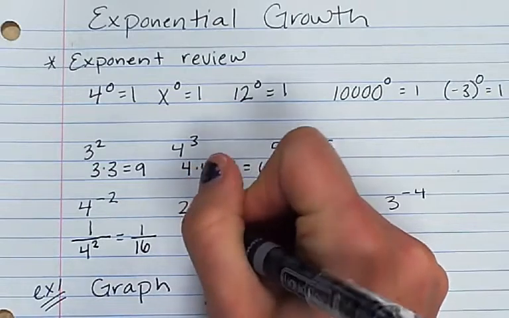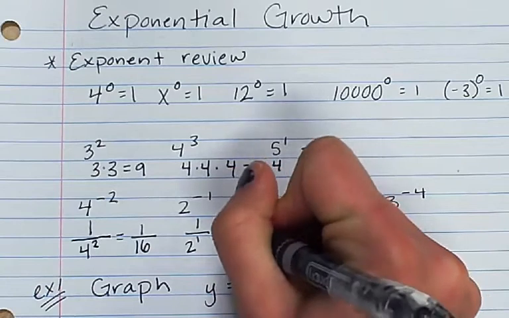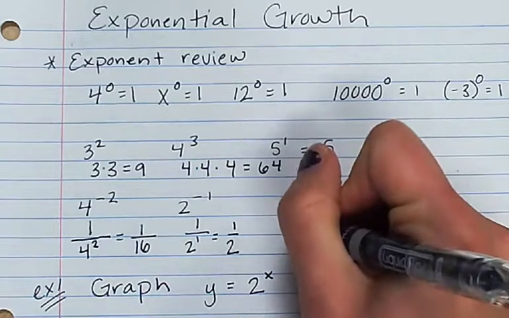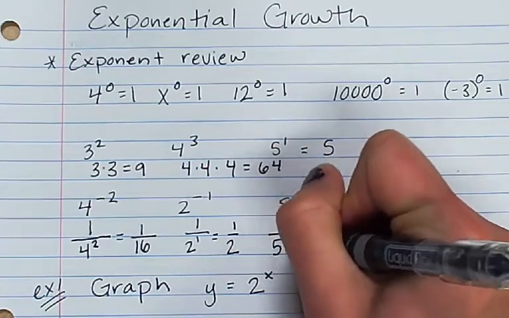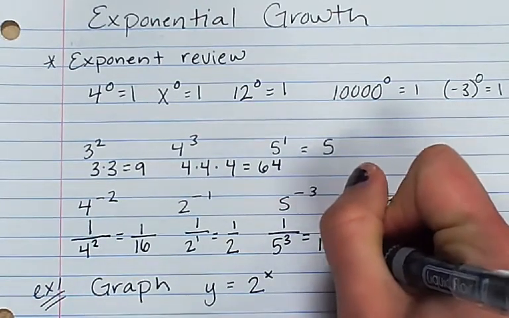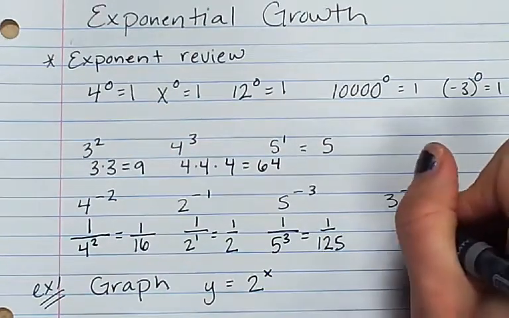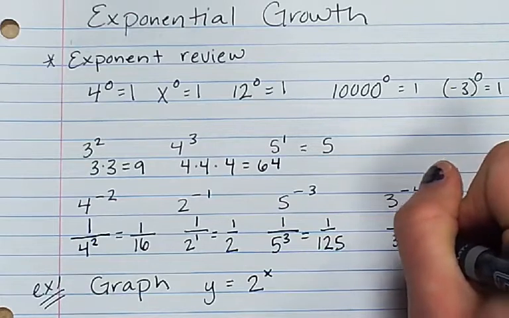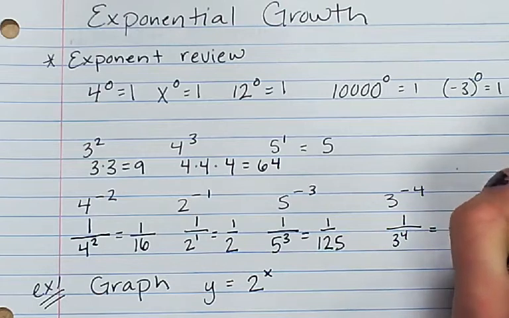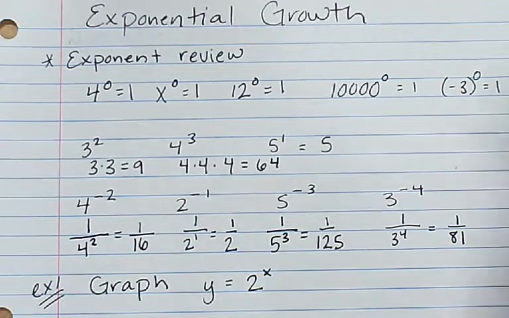So like on this one, if I put a 1 on top, 1 over 2 to the first power, which is just a half. The next one, we have 5 to the power of negative 3, so 1 over 5 cubed. And that's 5 times 5 times 5, which is 125. And then lastly, 3 to the power of negative 4, put that 1 on top, so it becomes a positive 4. And 3 times 3 times 3 times 3 is 81. So this 3 to the negative 4th power is the same as 1 over 81.